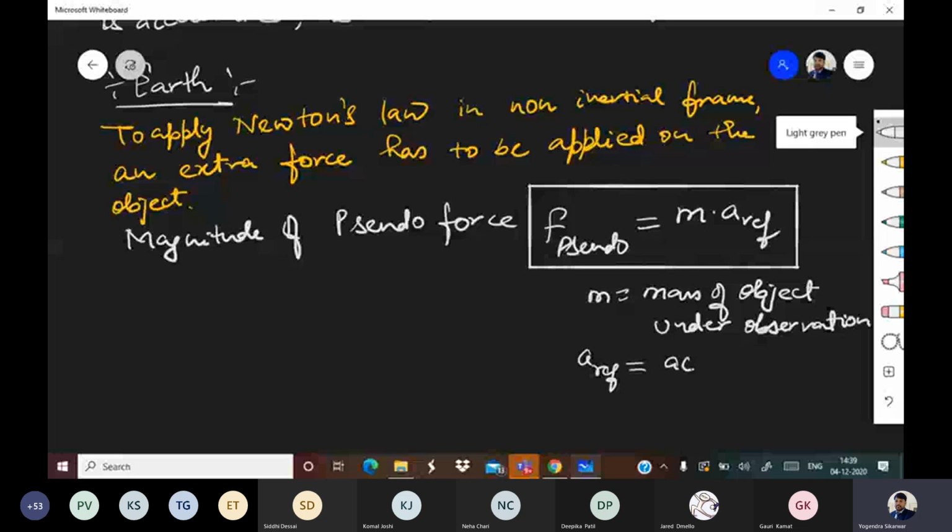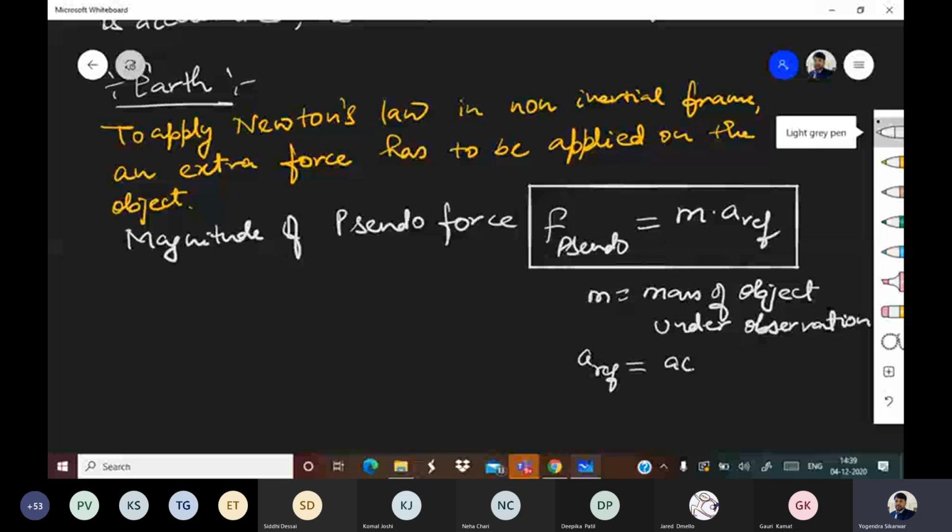So basically we have talked two things. Number one, when pseudo force is to be applied. So this is very clear. When study of motion is done from an accelerated frame or non-inertial frame. Value of force will be F is equal to M into A ref. That is the magnitude of pseudo force.